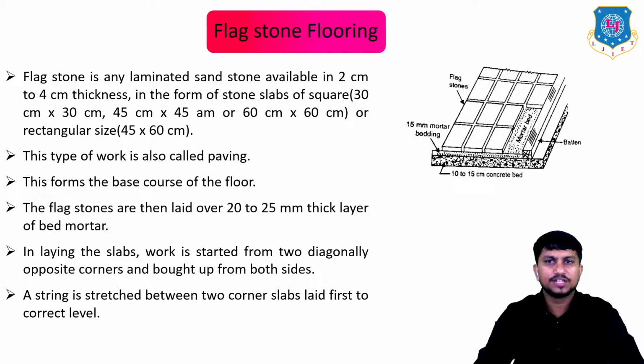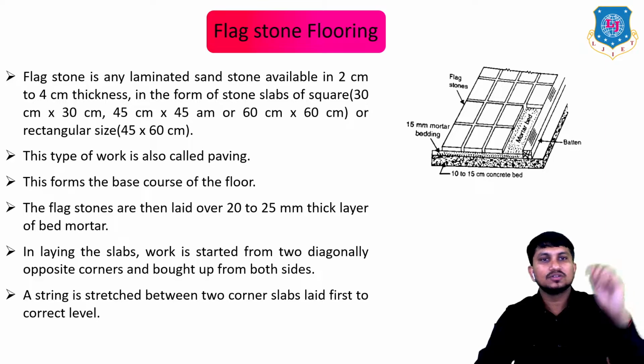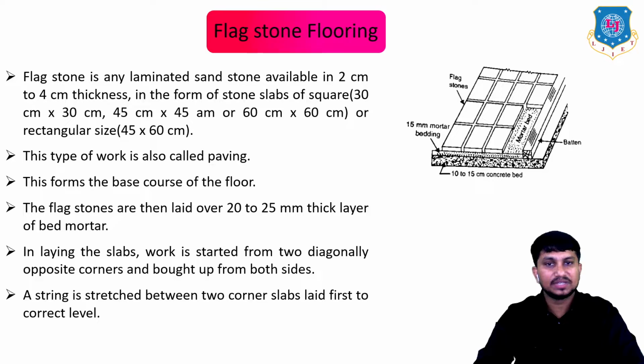The next type of floor finish is flagstone flooring. Flagstone is any laminated sandstone available in 2 centimeter to 4 centimeter thickness in the form of stone slabs of square 30 centimeter by 30 centimeter, 45 centimeter by 45 centimeter, or 60 centimeter by 60 centimeter. Or some rectangular sizes of this stone slab are also available, like 45 centimeter by 60 centimeter. This is how flagstones look like. You can clearly see in this figure. This type of work is also called paving. This forms the base course of the floor.